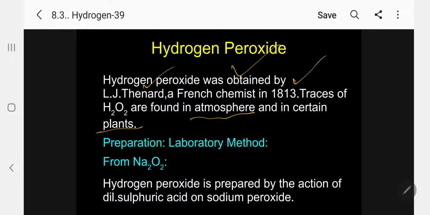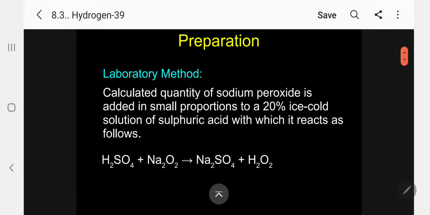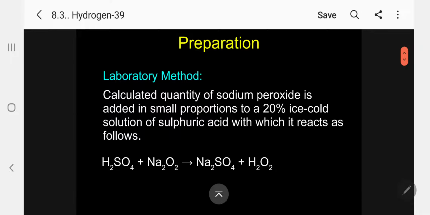So let me discuss first the laboratory method of preparation. Generally, hydrogen peroxide is prepared in the laboratory from sodium peroxide. That is, hydrogen peroxide is prepared by the action of dilute sulfuric acid on sodium peroxide. I will explain, kindly follow. It is a laboratory method.